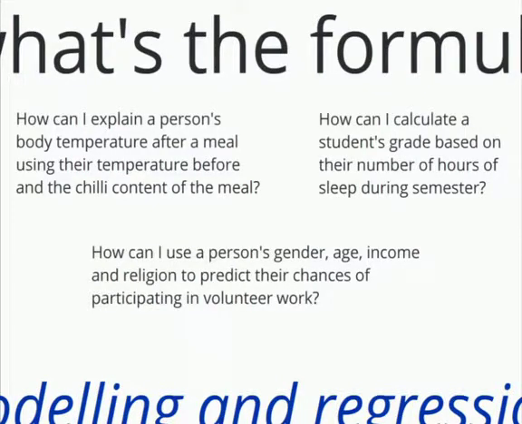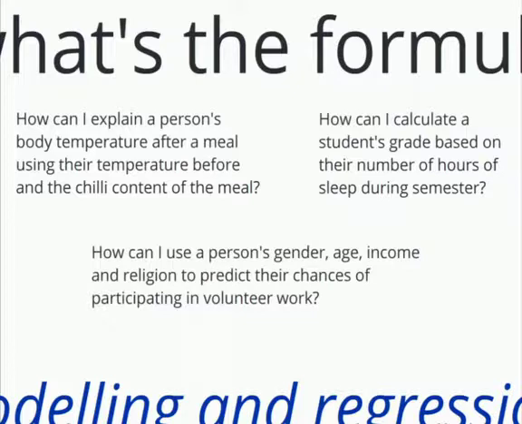So how can I explain a person's body temperature after a meal using their temperature before the meal and the chili content of the meal? Presumably there'll be some formula that I put those two numbers into and it spits out what I would expect the temperature to be afterwards. How can I calculate a student's grade based on the number of hours of sleep during semester? Now, presumably it's based on other things too, but if I want to just sort of ignore everything else and say how much effect, knowing how many hours of sleep you've got, I can guess that your grade will be between 20 and 50%. It's not specific, but at least you've failed.